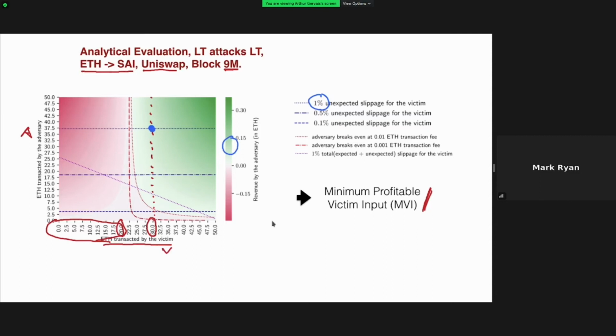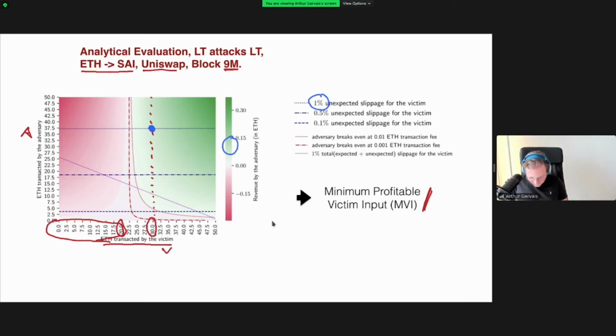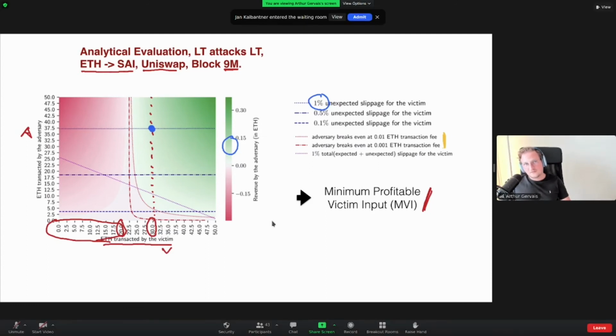And then I just wanted to understand this kind of trade-off with transaction fees. It looks like the smaller the transaction fees are, the more opportunities for the attacker to do this kind of thing. Is that correct? Very well observed, yes. So we have here two break-even thresholds for the adversary. If the adversary breaks even earlier, then he gets more profit, and that's mostly due to the fact that he has to create two transactions to exploit a victim.